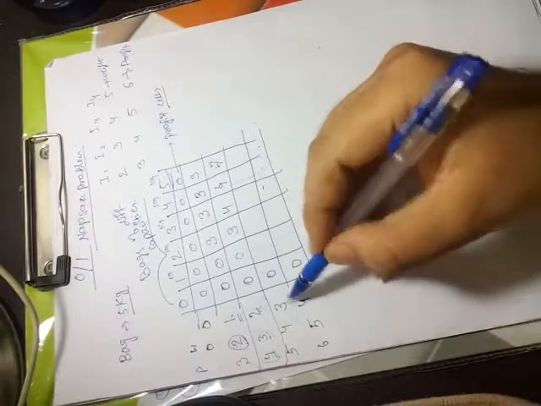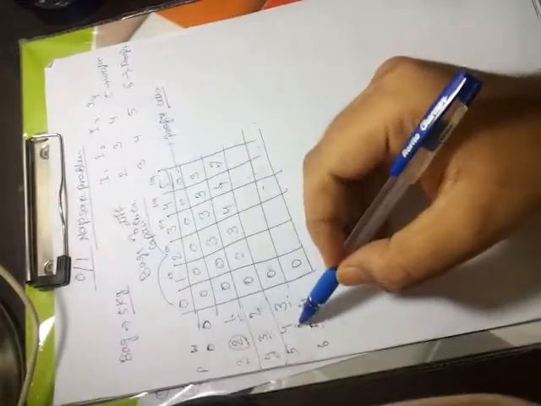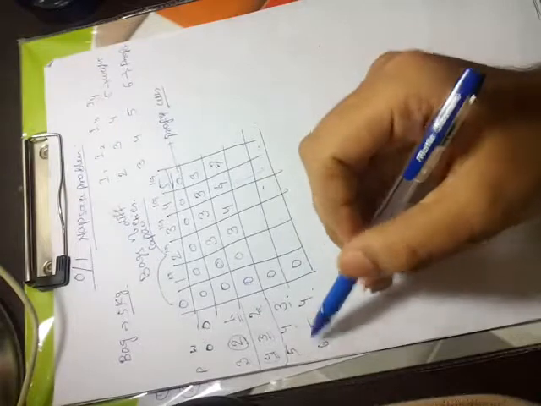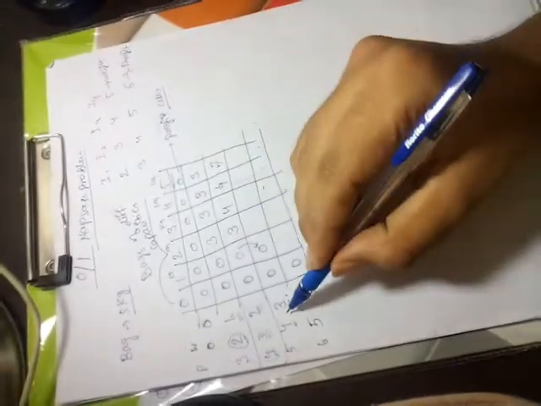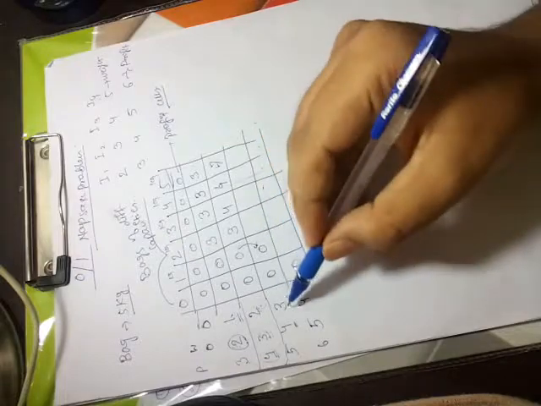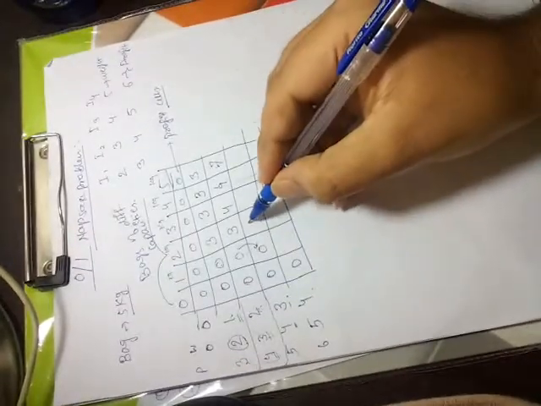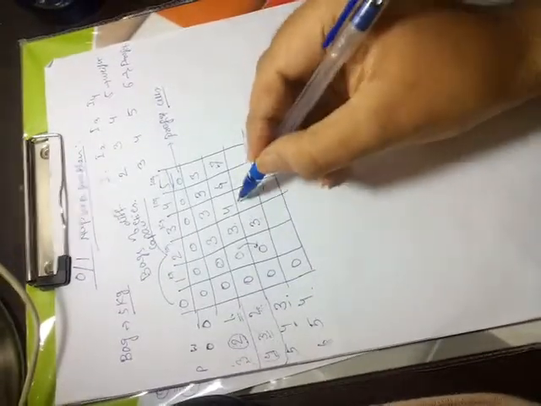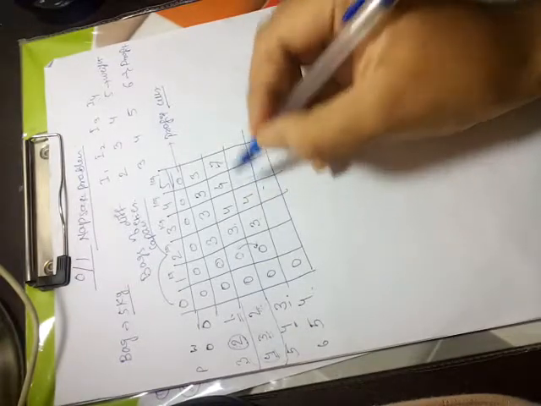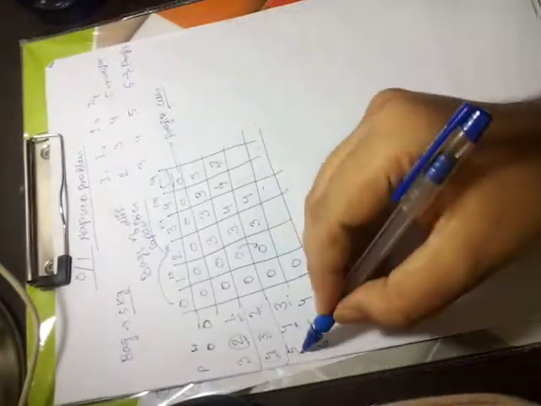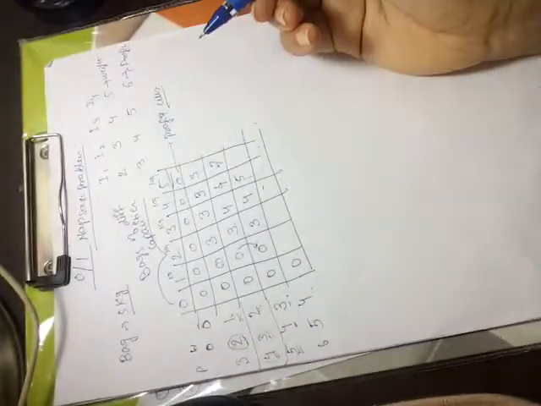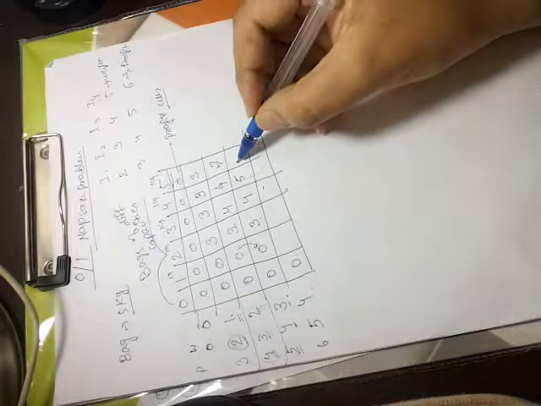Now come to item number 3. What is the weight of item number 3? It is 4 kg. So can I put 4 kg in 1 kg? No, just copy the previous cell. Can I put this 4 kg in a bag of 2 kg? No, just copy the previous profit. Now I can easily put this 4 kg in a bag of 4 kg. So what will the profit be? Profit will be 5.